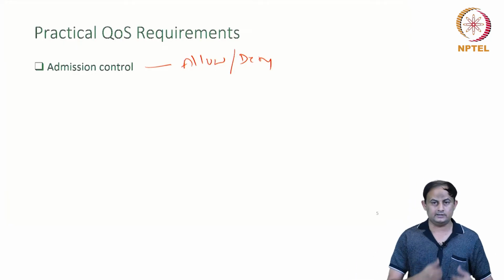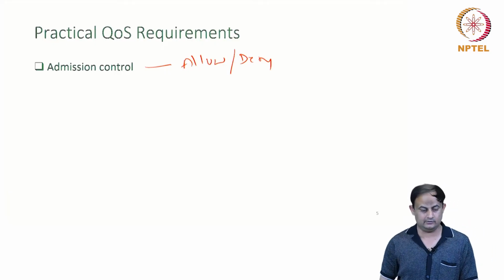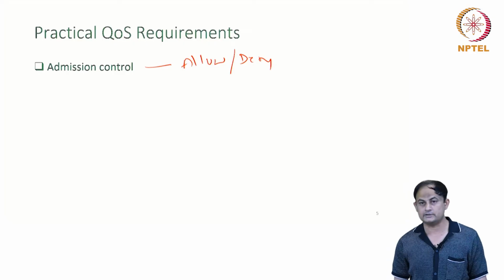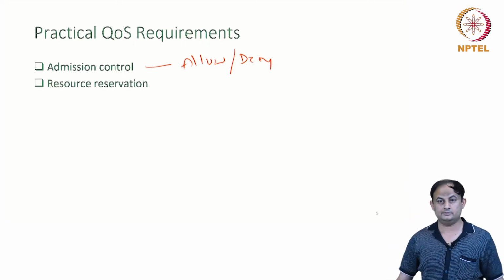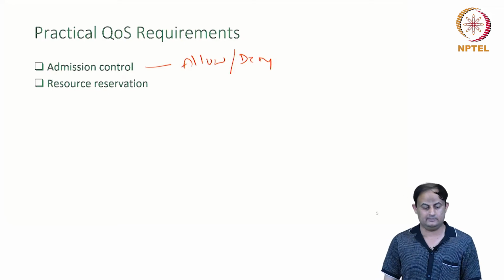So that kind of fine-grained control I want to build inside the router, that's called admission control, at the time when the packet is originating from the sender itself.